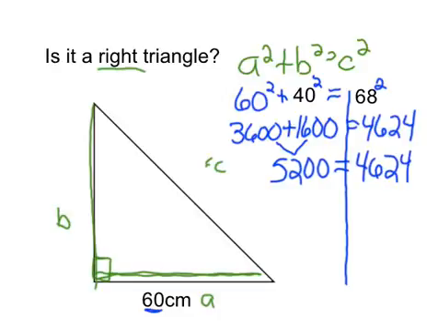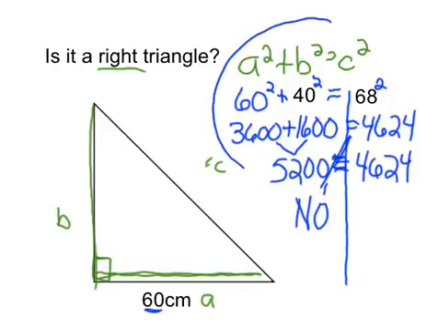Do they in fact equal each other? Well, I don't think 5,200 is the same as 4,624. So I'm going to put a slash through this because a slash means not equal. And you're going to write no. You have to write that word no if it doesn't work. All of your work is up here. You have everything you need to prove that your answer is no.